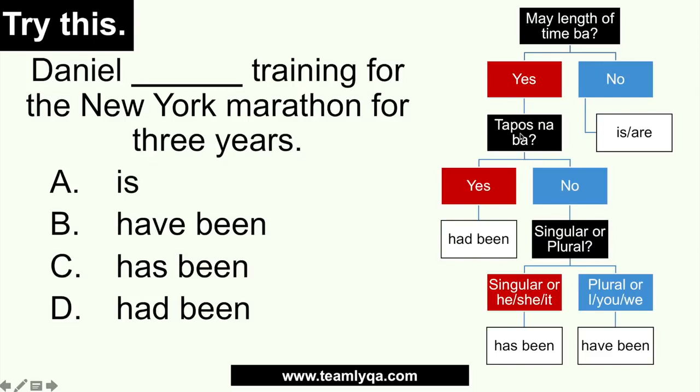Next question, tapos na ba? Wala namang nakalagay na indication na natapos yung training niya. So, you can assume hanggang ngayon, nagpapatuloy, nagta-training pa rin siya hanggang ngayon. So, this will be a no. Babagsak tayo sa no. Singular or plural. Now, ang sentence natin nakalagay si Daniel, isa lang siya, mag-isa lang siya.